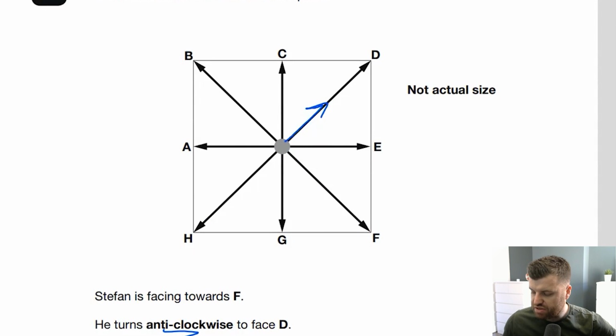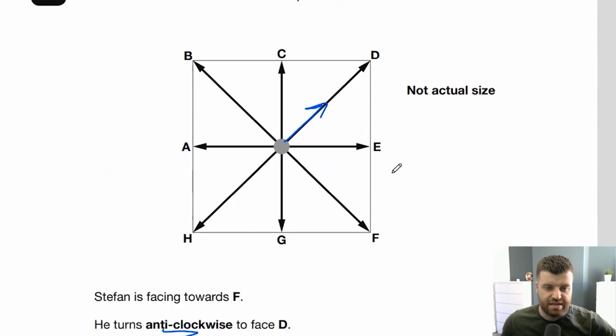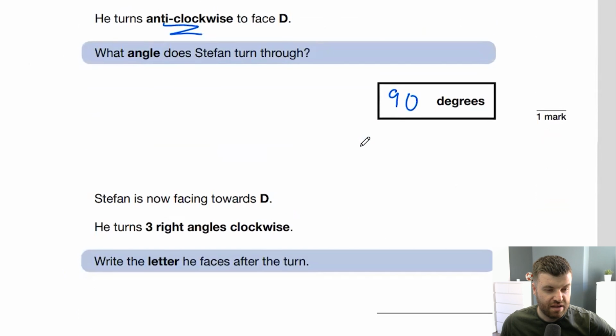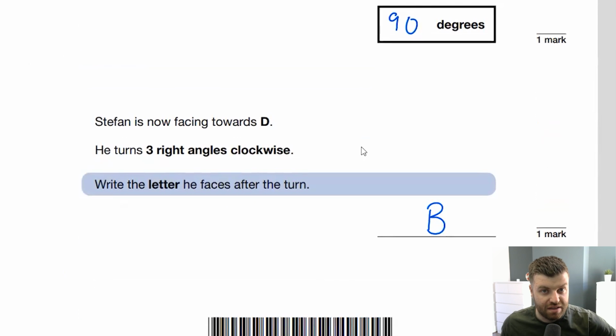He turns, let's just double check the question. 3 right angles clockwise. Okay, so the clock goes that way. So that is 1 right angle, that is 2 right angles, and that is 3 right angles. So now he's facing B. Let's just check what the question said. Write the letter he now faces. He is now facing B.